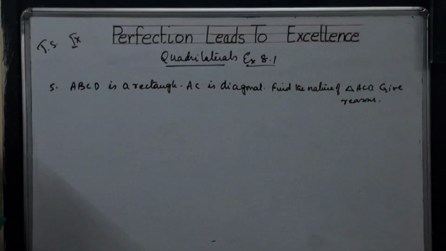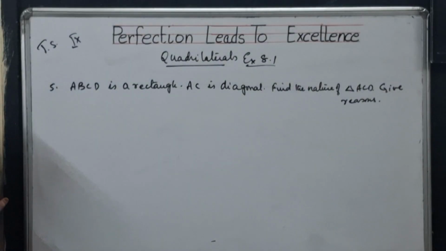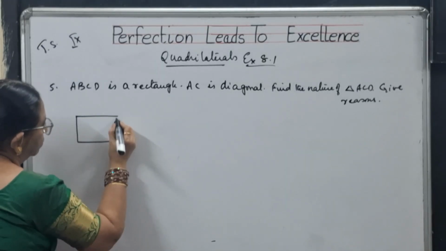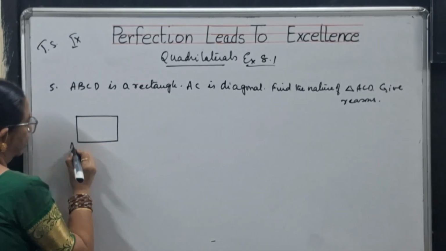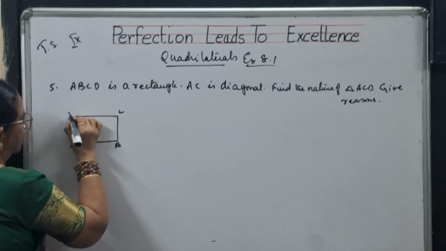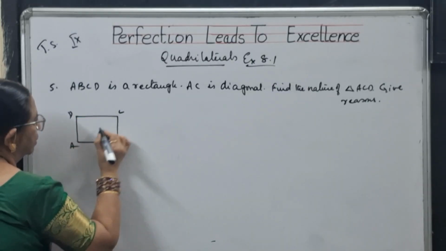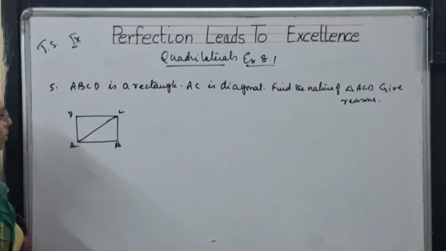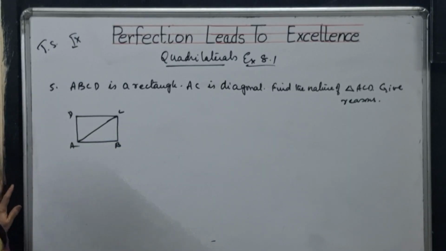Now the fifth problem, children. ABCD is a rectangle. So let me draw. This is a rectangle, A, B, C, D. AC is the diagonal. Find the nature of triangle ACD.